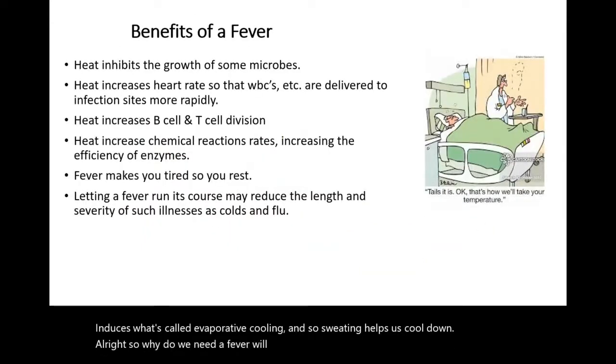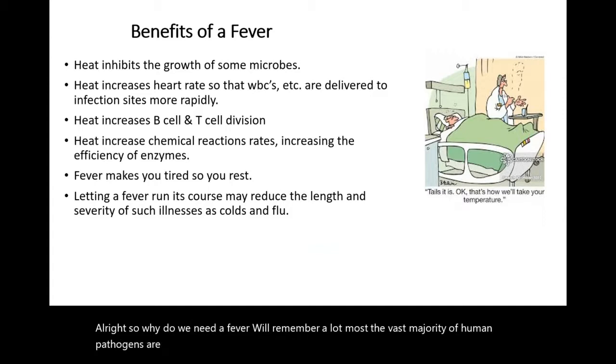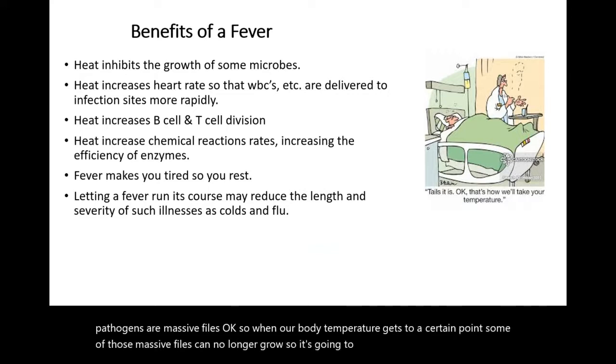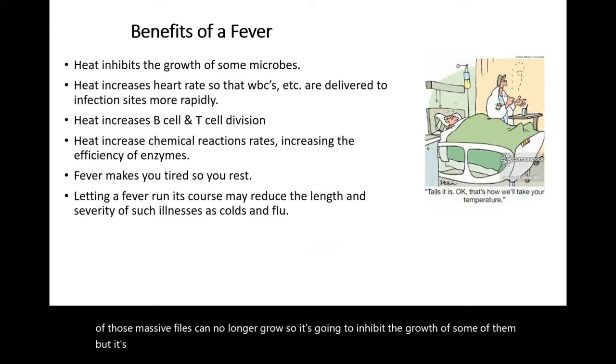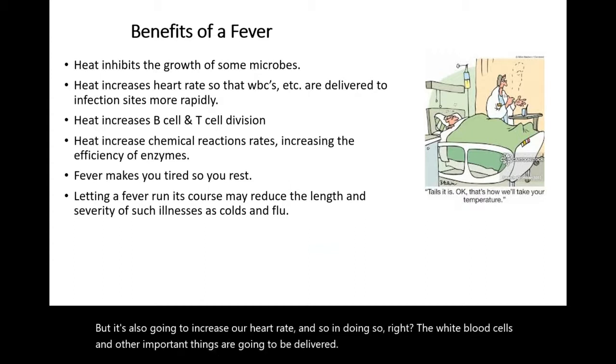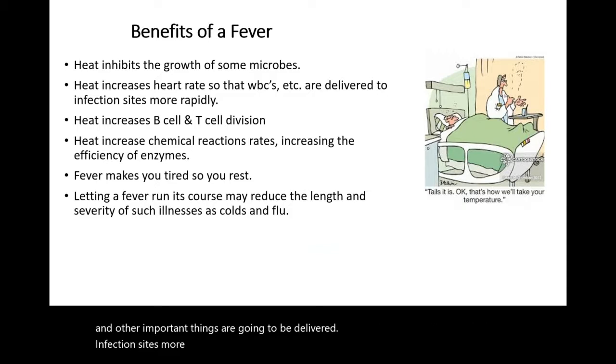Well, remember, the vast majority of human pathogens are mesophiles, okay? So when our body temperature gets to a certain point, some of those mesophiles can no longer grow, okay? So it's going to inhibit the growth of some of them, but it's also going to increase our heart rate. And so in doing so, the white blood cells and other important things are going to be delivered to infection sites more rapidly, like those phagocytic cells, for instance.